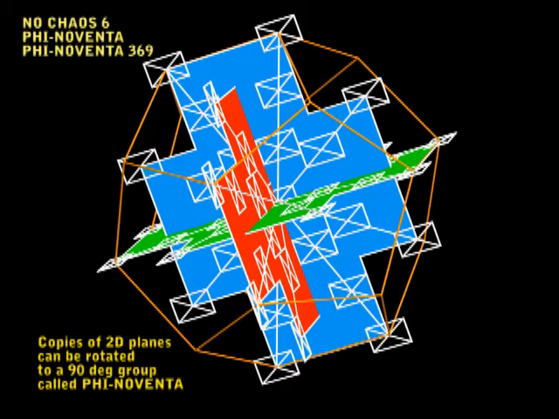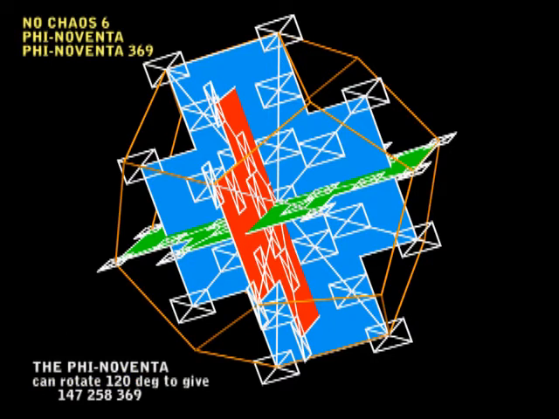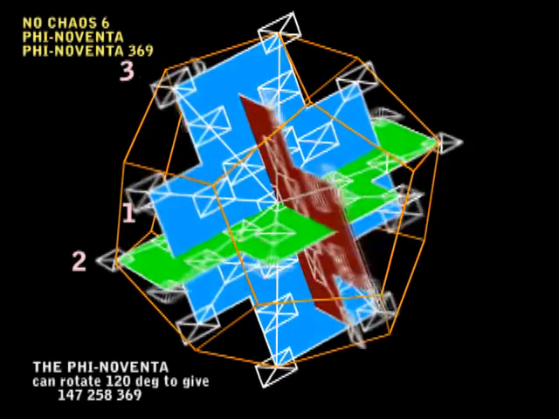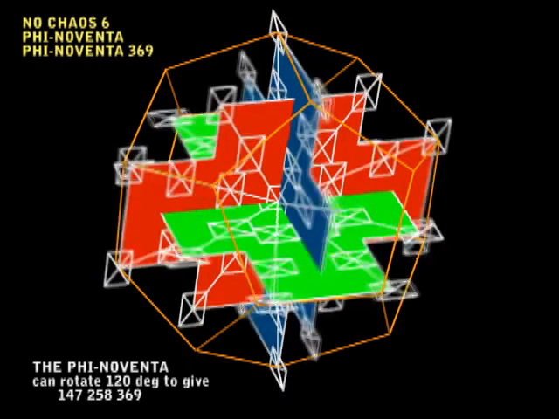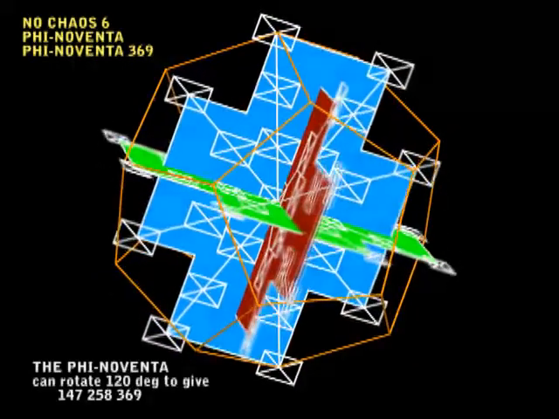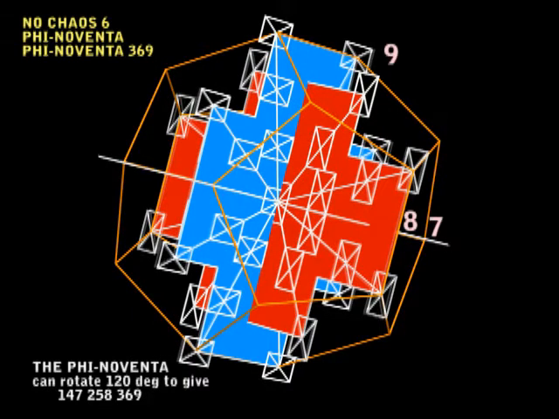I think I should give it a posh Latin name. Now look what happens when I rotate it 120 degrees. First we've got the 1, 2 and 3. Now we'll rotate it 120 degrees. And this will give us the 4, 5 and 6. And now we'll rotate it the second 120 degrees. And that will give us the 7, 8 and 9. That's a bit around the corner.